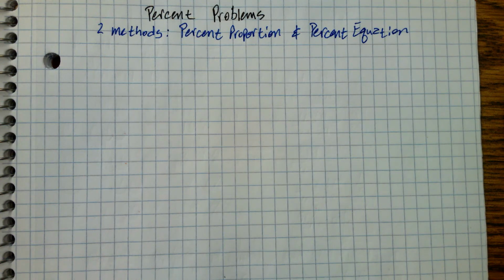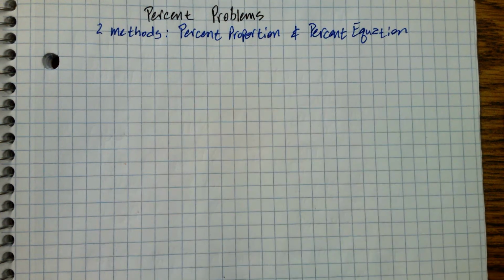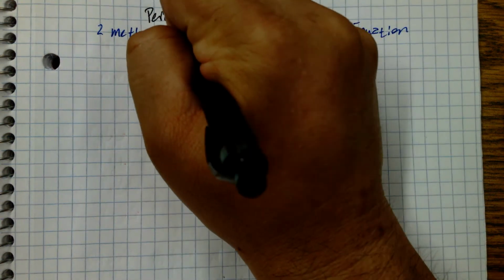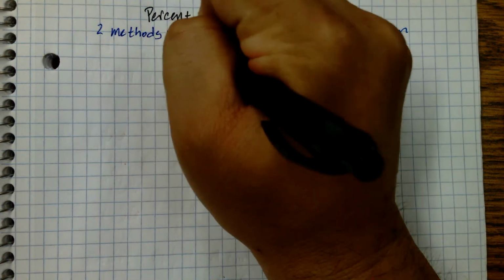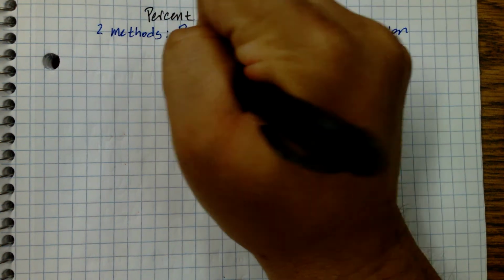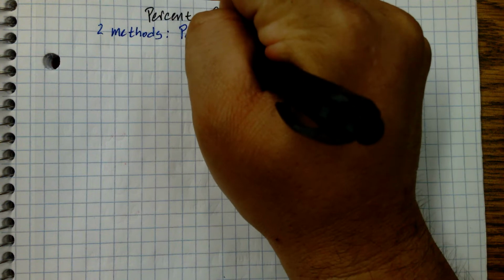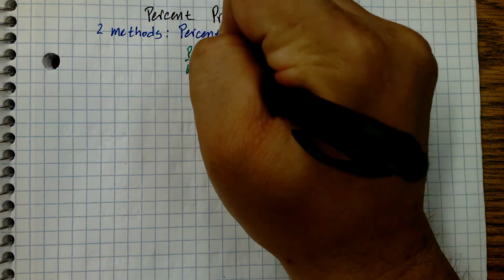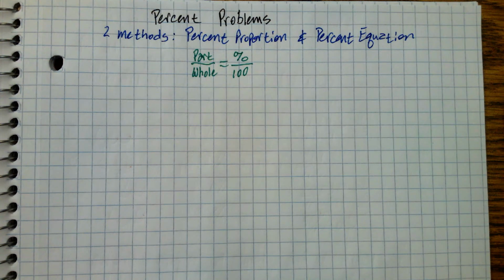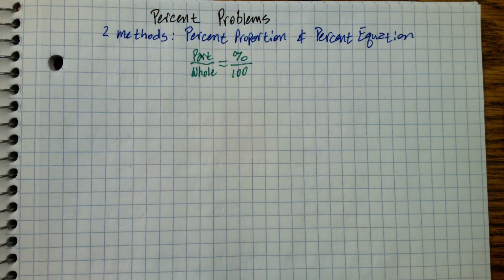Okay, percent proportion. So I'm going to write it right underneath where I wrote. It's literally a proportion. You've probably heard of it. Part over whole equals the percent over 100. Raise your hand if you've worked with this or know about this. Part over whole equals percent over 100.